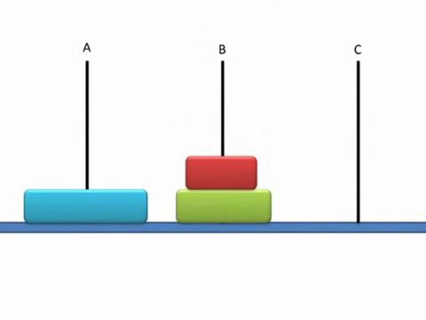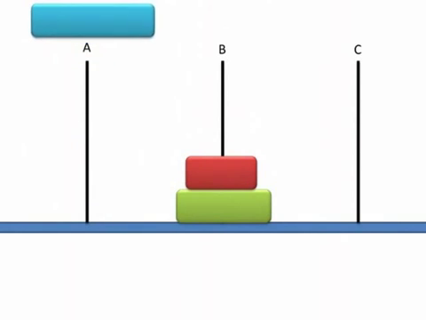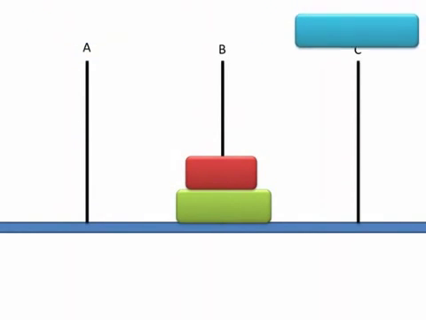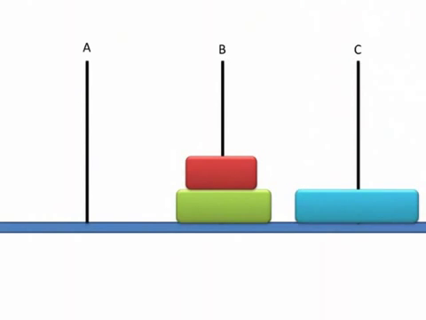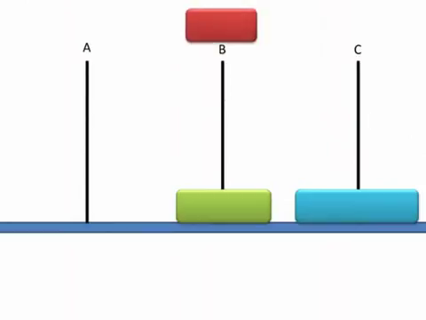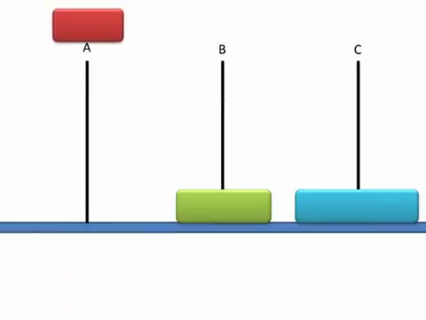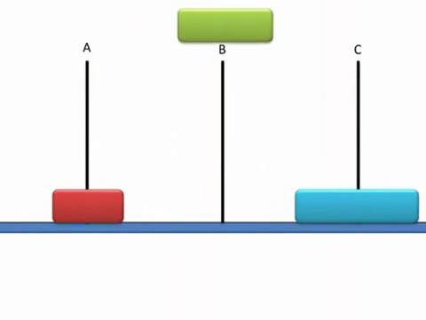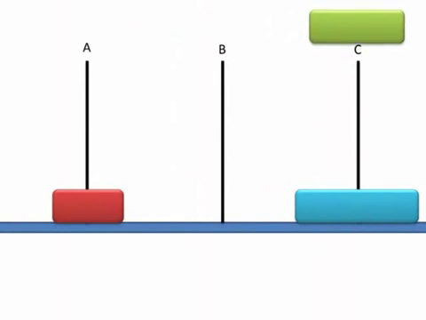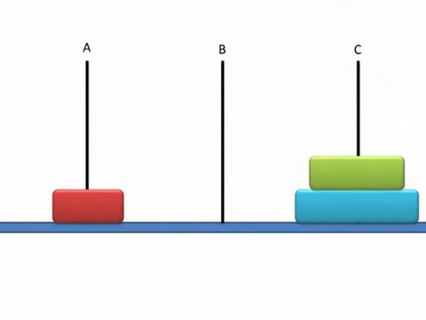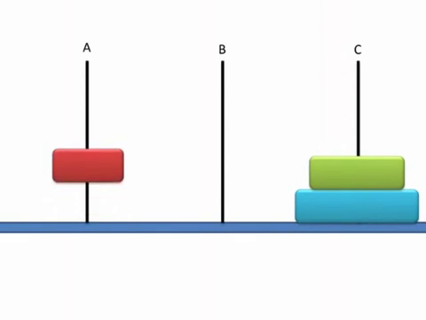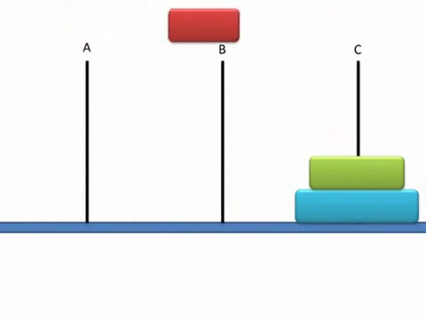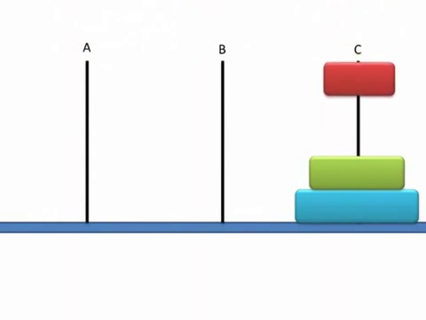Then we move the blue disk from tower A to tower C. Then we move the red disk from tower B to tower A. Then we move the green disk from tower B to tower C. And at last we move the red disk from tower A to tower C. Thus the Tower of Hanoi problem was solved.